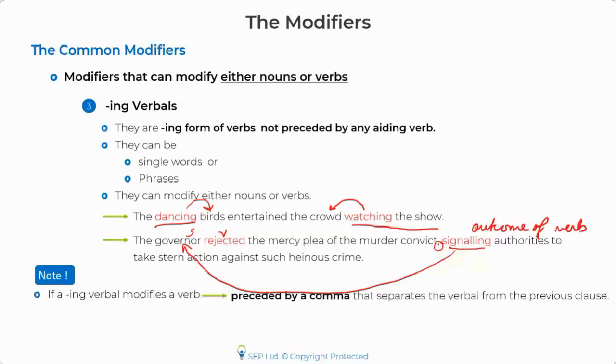Shall we start solving the questions, guys? Yes, I can see all of you are ready. So the first of the mysteries that we are going to look at today, I call them the ED verbal dilemma.